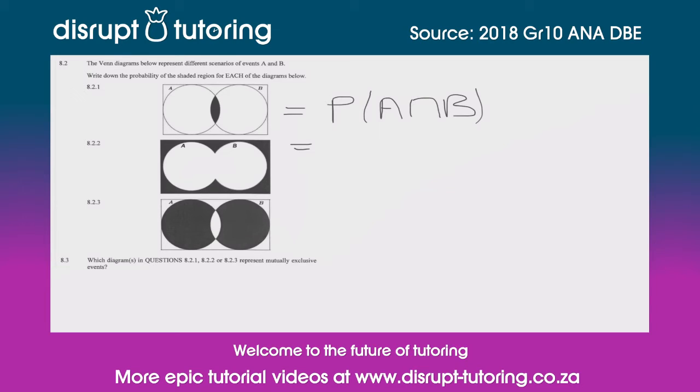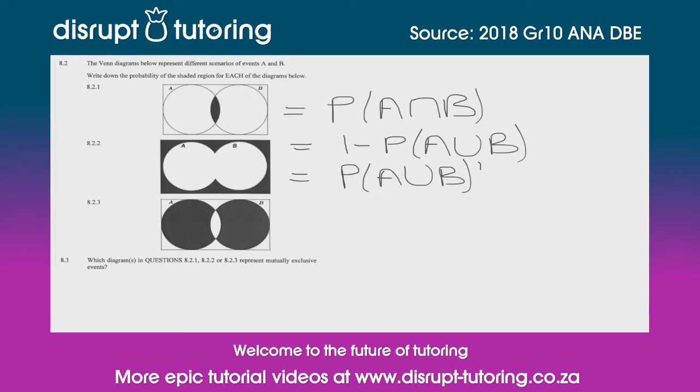So what we're going to say here is the probability of the shaded bit is going to equal 1 minus the probability of A or B happening. But we could also write that in a simpler way by saying the probability of A union B not happening. And that little apostrophe after the brackets indicates that that is the scenario not occurring.